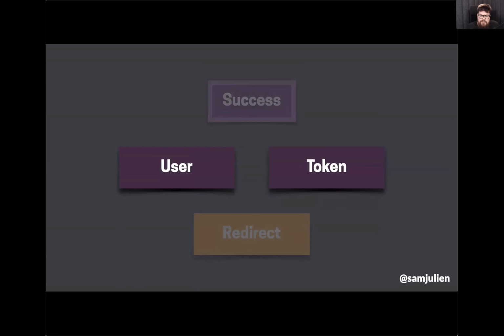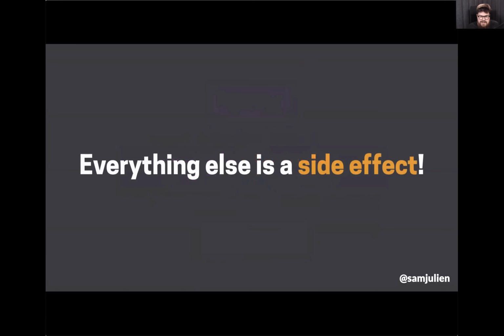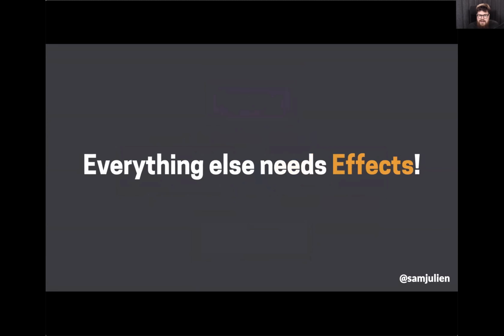Okay, so in all of that stuff, what pieces of that are actually parts of state that we care about? So it's actually only the user and the token. In that entire process, the user and the token are the only things that we're actually going to keep in our store. We're going to have our state interface that's going to look something like this, where we store our user profile and our access token. Everything else in that entire flow is a side effect, which means that everything else needs effects.